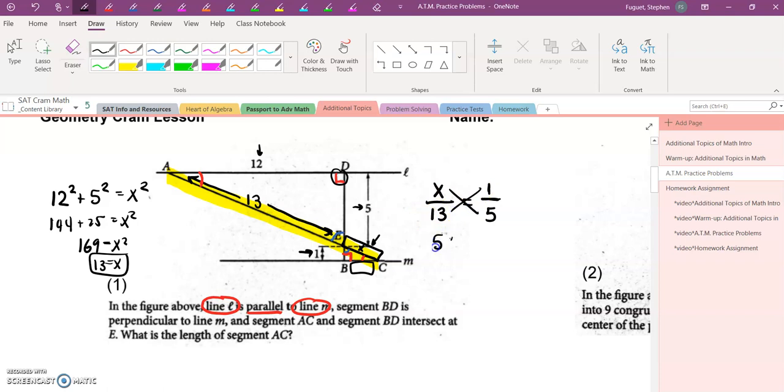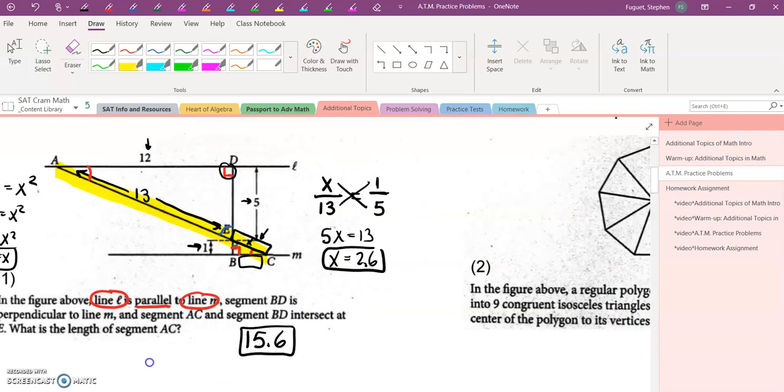We're going to cross multiply. And when we solve this, we're going to get 2.6. So what we need to do as our final answer is add these two together, and that's going to give me a total of 15.6. This is a grid-in question, so you would have to grid in those 4 spaces.